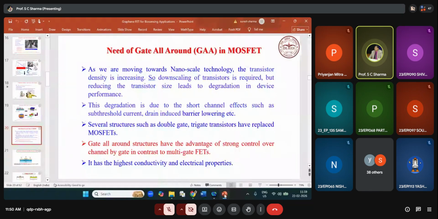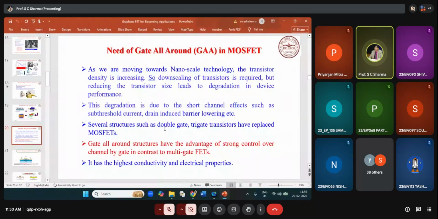Need of gate all around in MOSFET as we are moving towards nanoscale technology. The transistor density is increasing, so downscaling of transistor is required, but reducing the transistor size leads to degradation in device performance. This degradation is due to short channel effects, such as sub-threshold current, drain-induced barrier lowering, etc.